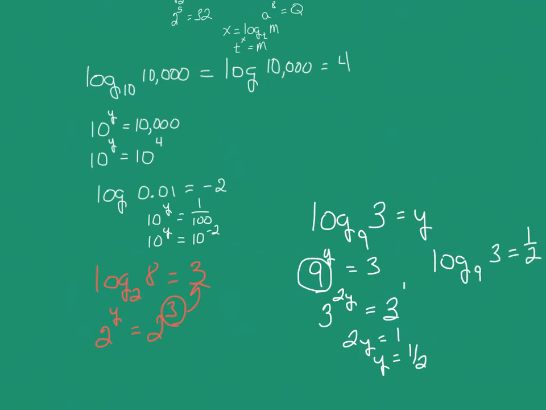And you can always check it. Does 9 to the 1/2 equal 3? Well, the square root of 9 is 3, so that checks. Here's your answer.